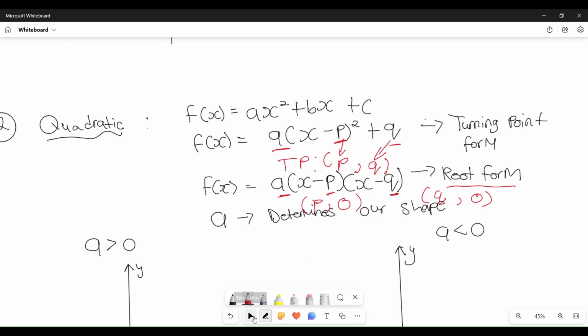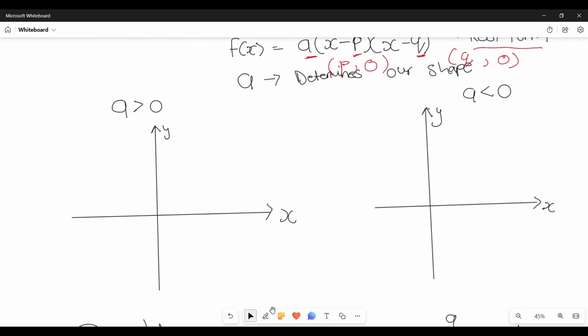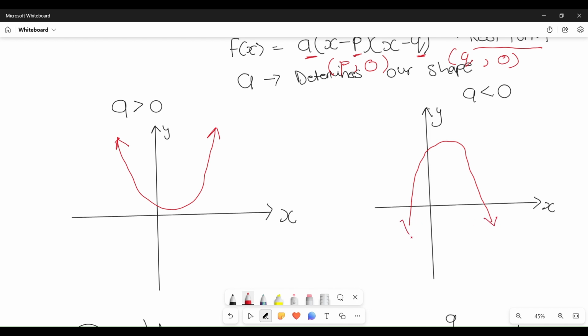Just like I've already said, a determines our shape. So how does a determine our shape? This is how our function will look if a is positive. But if a is negative, then our graph will face downwards. If a is positive, then our function will face upward. So that's how a determines the shape of our quadratic function.